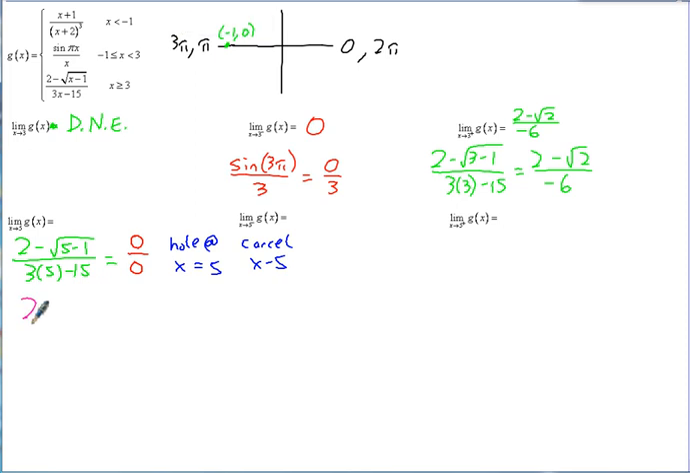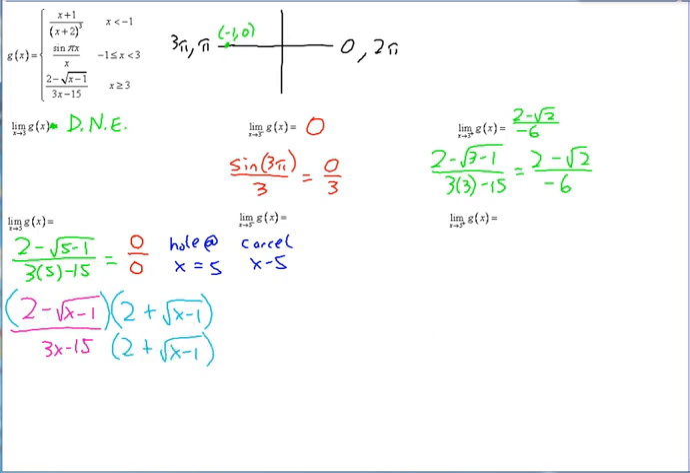So if we write down what we have: 2 minus the square root of x minus 1 over 3x minus 15. Alright, so first, since we have a radical there, to get rid of that radical and reveal that x minus 5 we want to cancel, you have to use the conjugate. So the conjugate of 2 minus the square root of x minus 1 would be 2 plus the square root of x minus 1, where we just change the sign in between the terms. And then to balance it out, you have to multiply the denominator by the same thing, 2 plus the square root of x minus 1.